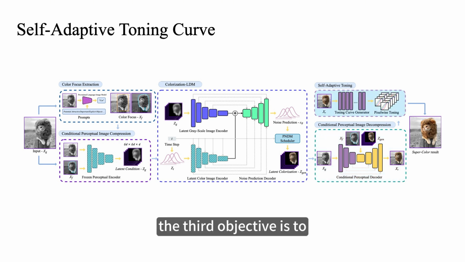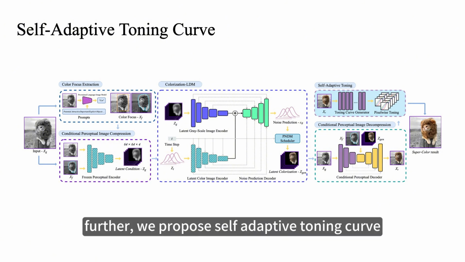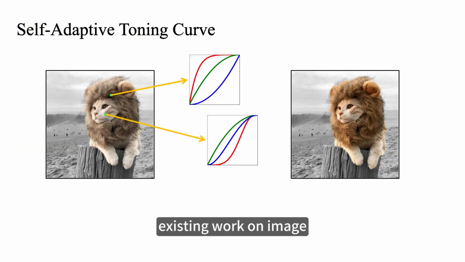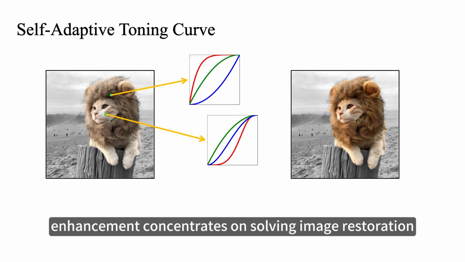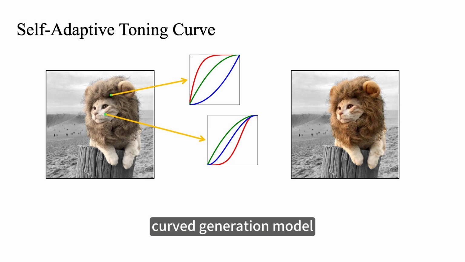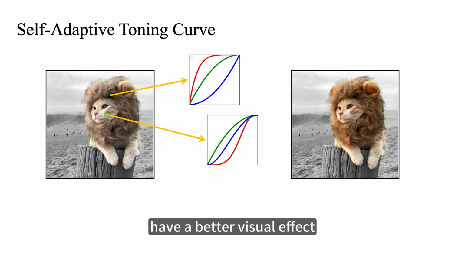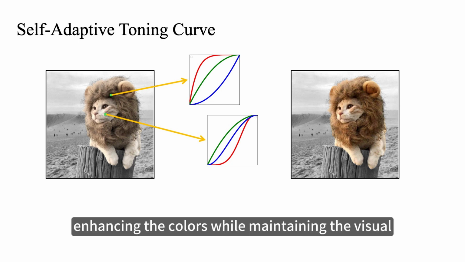The third objective is to enhance the colorization results in color focus regions further. We propose self-adaptive toning curve. Existing work on image enhancement concentrates on solving image restoration problems. We propose the unsupervised toning curve generation model to make the color focus region of the image have a better visual effect. Our toning curve model generates unique toning curves for each pixel in the color focus region, enhancing the colors while maintaining the visual perception.